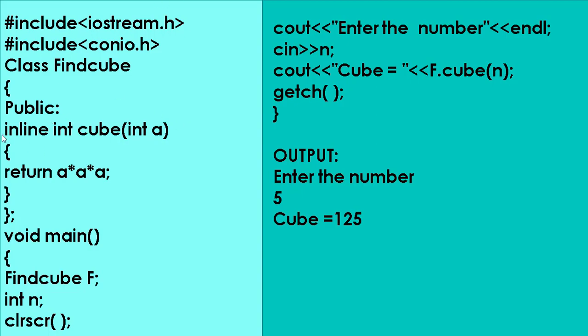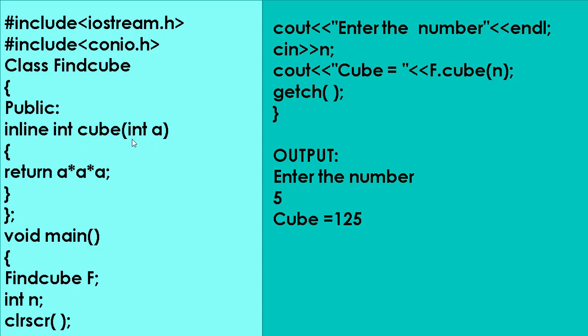And in public you have got the inline function. Inline functions are mostly small functions. It's a small code, and inline is the keyword which is used, so we can identify this function as an inline function. Then you have got int. Int is the return type. Cube is the function name.